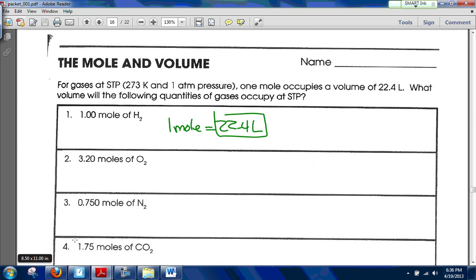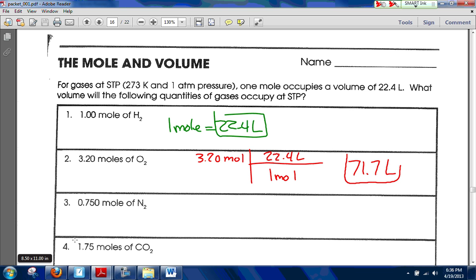So if I start with, how about 3.20 moles? Well, for every 1 mole, I have 22.4 liters. So now I just have to multiply. 3.2 times 22.4. I get 71.68. If I started with 3 significant figures, I get 71.7 liters. Pretty simple.